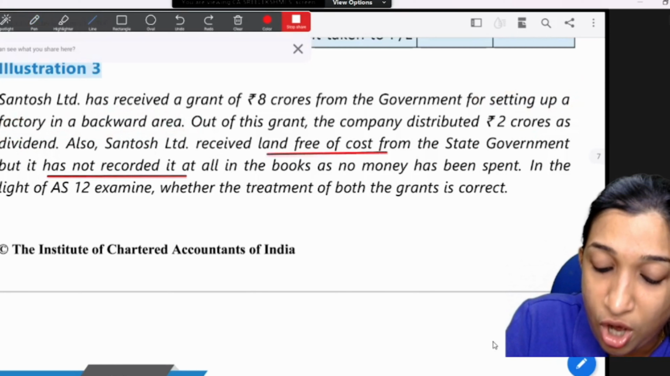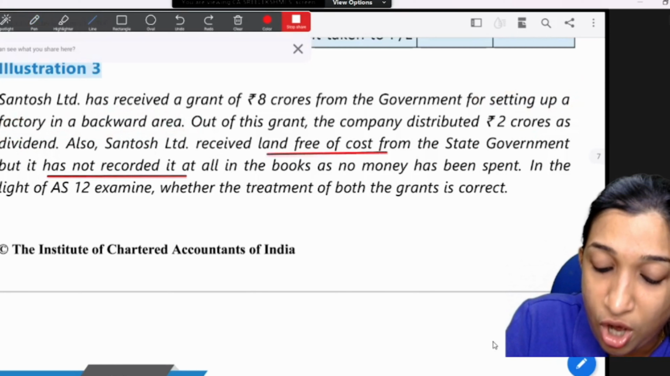Maybe not to one entity but to a range of entities, upon satisfaction of past, present or future conditions. Understood. Government grant is a government assistance by transfer of resources by government to one entity or to a range of entities upon satisfaction of past, present, future conditions.